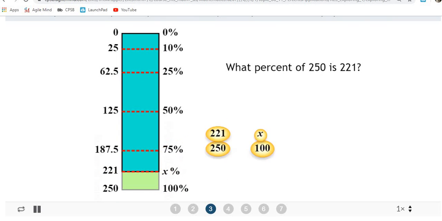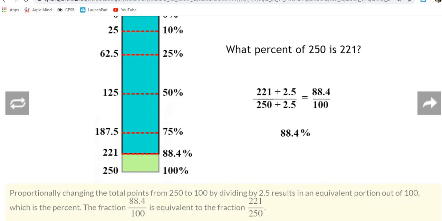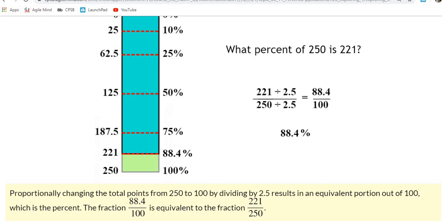We flipped our bar around. They took that and wrote it as a proportion from our bar. Where did they get 2.5? They found that by doing 250 to 100, you had to divide by 2.5. So they knew 250 had to change to 100, so they divided by 2.5. So they had to do that to the top. You're writing this for number 2 as well. This is the proportion method.